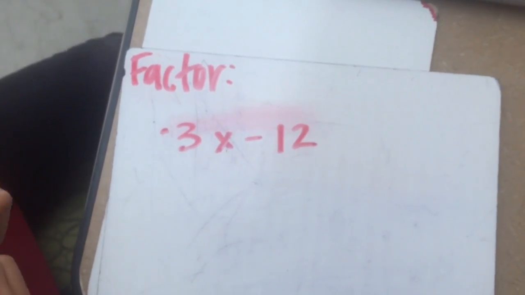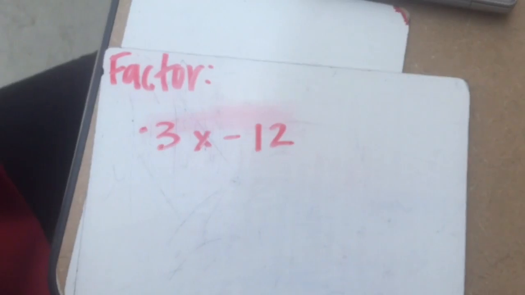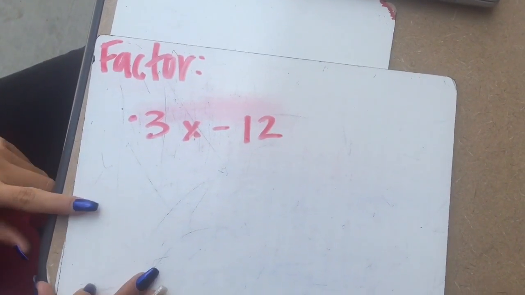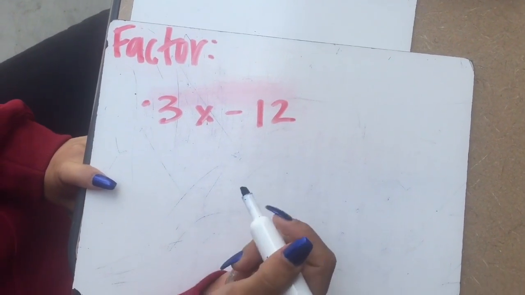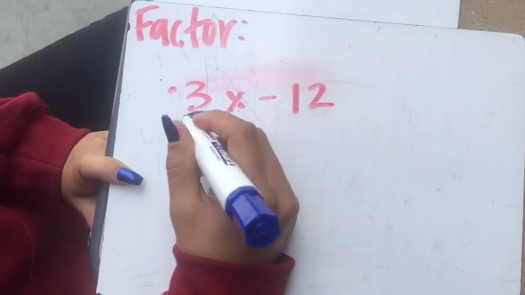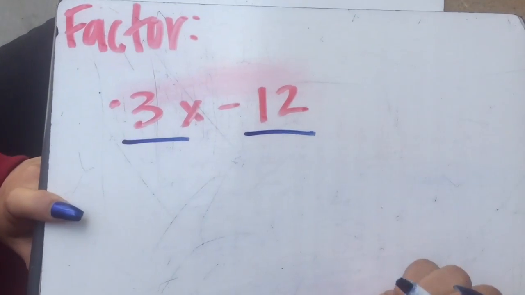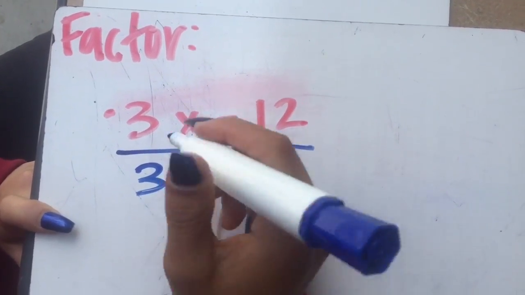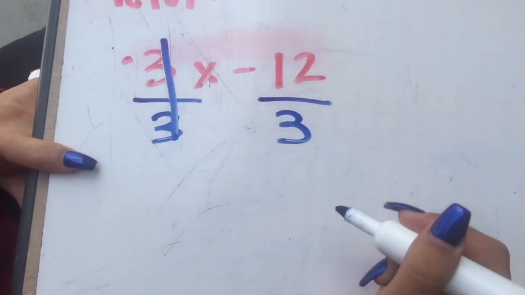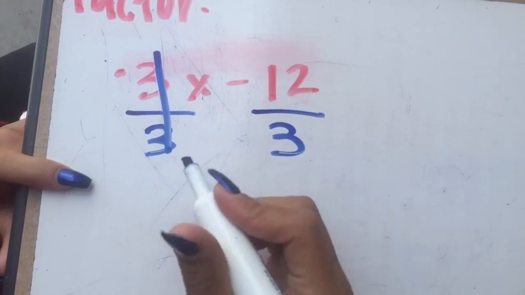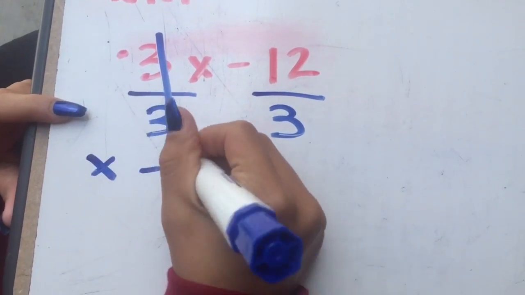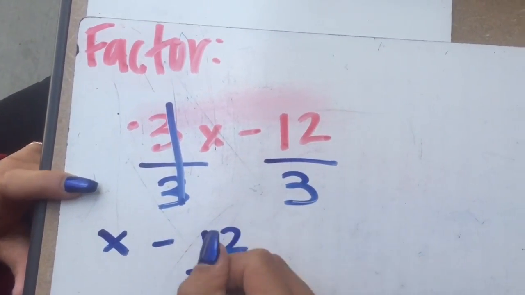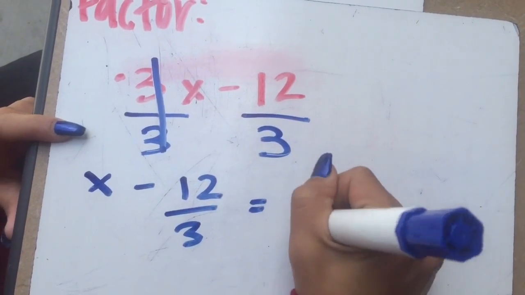The first factor that we're going to do out of the polynomial expressions is going to be 3x minus 12. The first step that we need to do is find the same factor that could go into each number. So the 3 would go into the same one. We cancel this 3x over 3 out, and then we get x minus 12 over 3 equals 3.